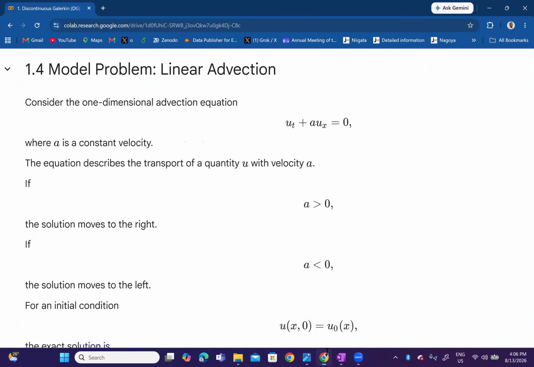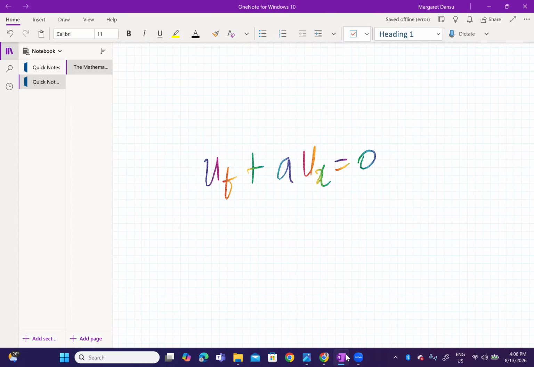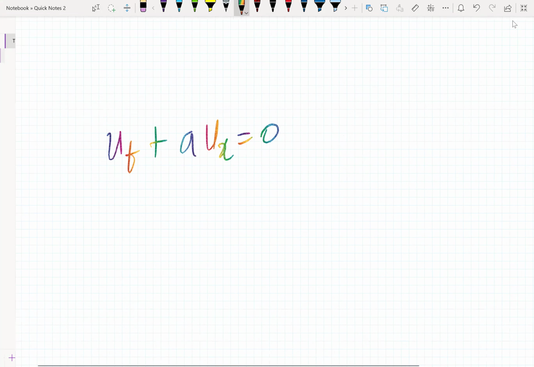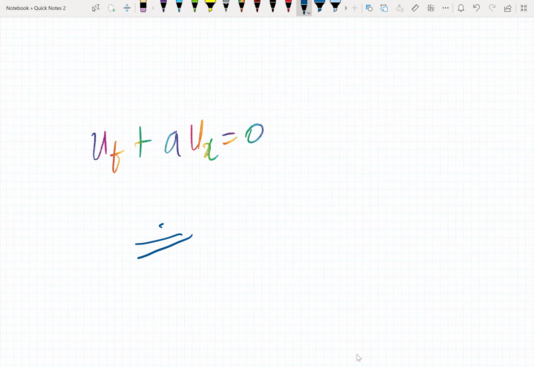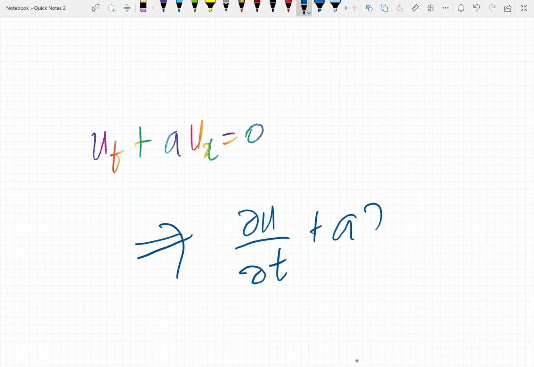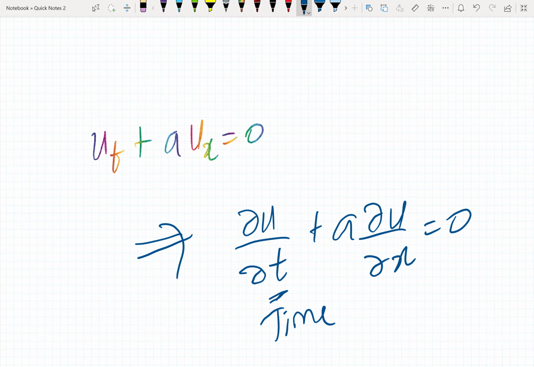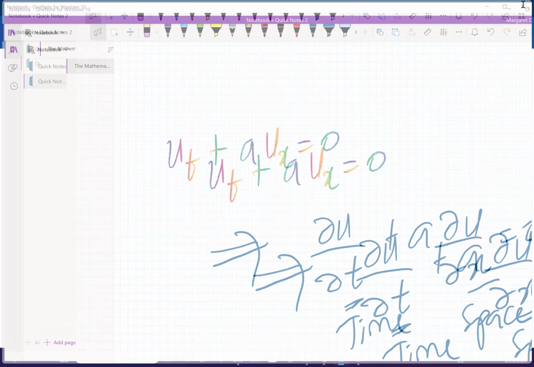Another way to write this: u sub t plus a u sub x equals 0. So that's a neat way of writing that. It could also be written as partial u partial t plus a partial u partial x equals 0. So we have time, this is the time domain, and this is the space domain. Here we talk about time and space for partial differential equations like that.